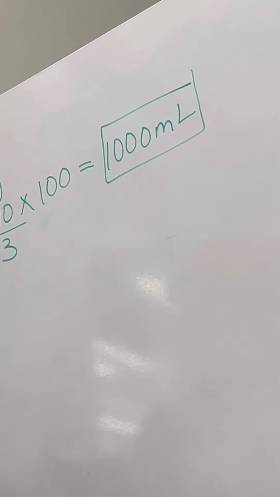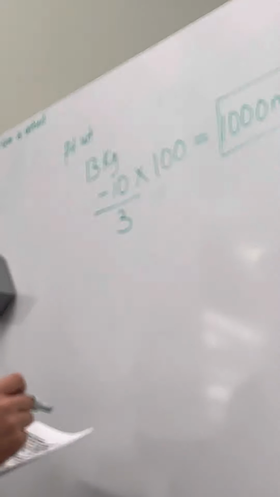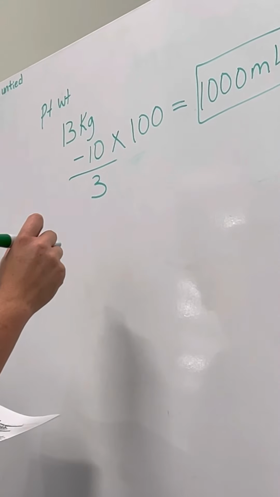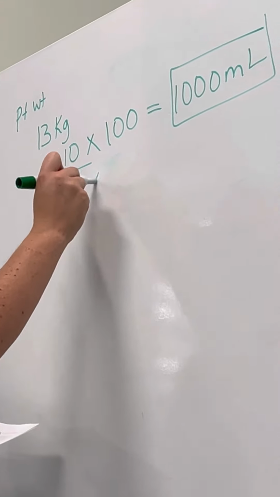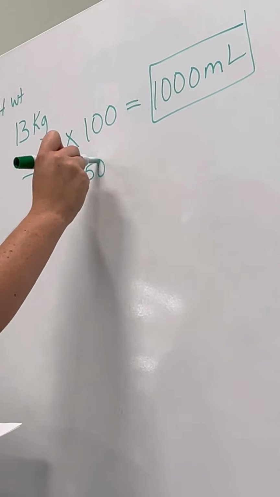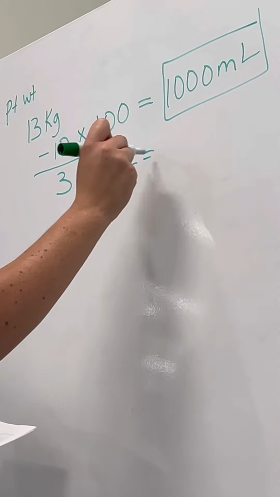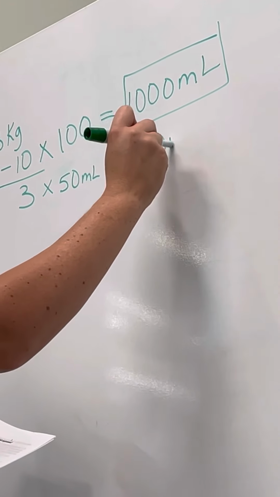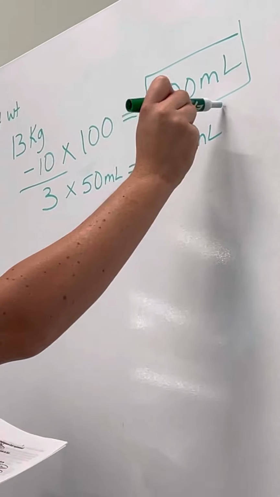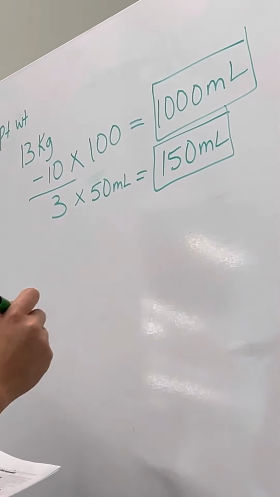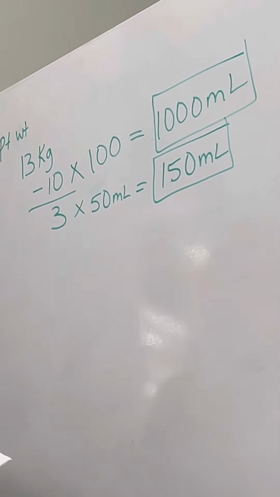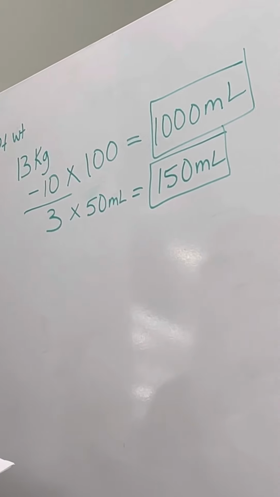And then for the second grouping, anything over 10 and under 20, which we have 3, you're going to multiply by 50. So take your remainder of 3 and multiply it by 50 milliliters. And that gives you 150 milliliters. And then for reference, there is a third tier. Anything over 20 kilograms is multiplied by 20 milliliters, but we don't have a remainder here.